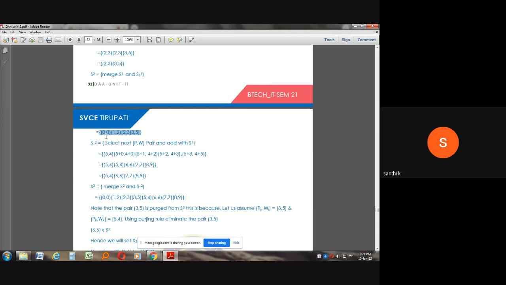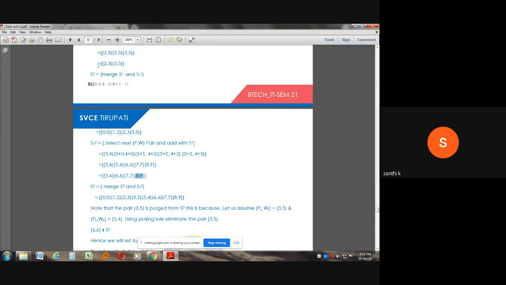So when you add (5, 4) to (0, 0), you get (5, 4). When you add (5, 4) to (1, 2), it becomes (6, 6). Now (5, 4) to (2, 3), it becomes (7, 7). Now (5, 4) to (3, 5), it becomes (8, 9). Now the final set is S^3.